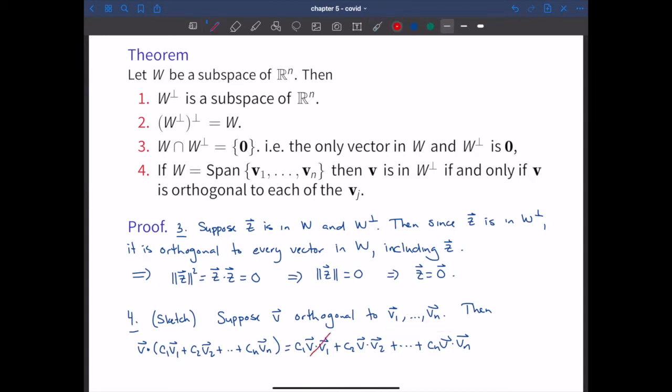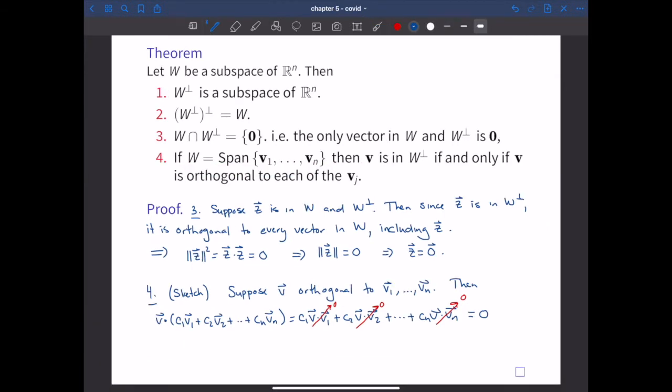And now, because v was orthogonal to each of these spanning vectors, it's not too hard to see that the first term is going to be 0 because v·v1 is 0, v·v2 is 0, all the way up to v·vn is 0, and hence this is equal to 0. Therefore, the vector v is orthogonal to any linear combination of v1, v2, all the way up to vn. And if v is orthogonal to any linear combination of these things, it's orthogonal to everything inside of the span, or in other words, it's orthogonal to everything inside of W. So that more or less proves part 4 for us.